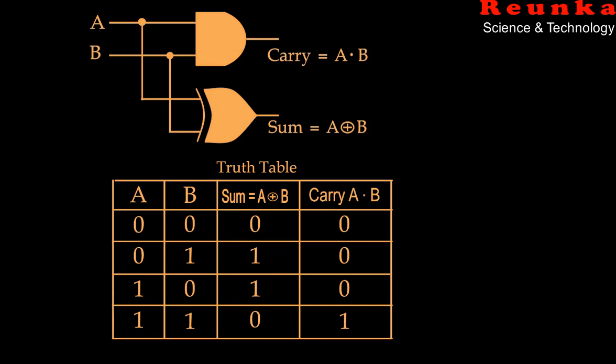So the truth table shows that this circuit can add two binary bits at a time, and the output will be in the form of two outputs, sum and carry, and the output is same as that of the expected result. So this circuit will perform half addition, that is, it can add two bits at a time.